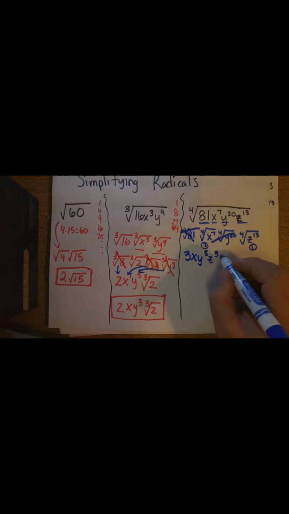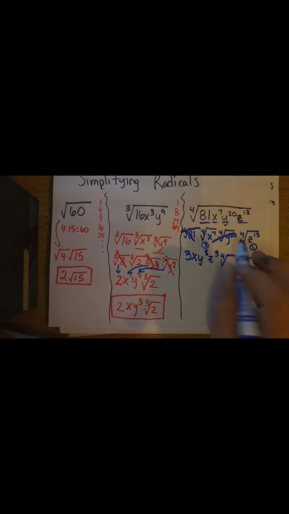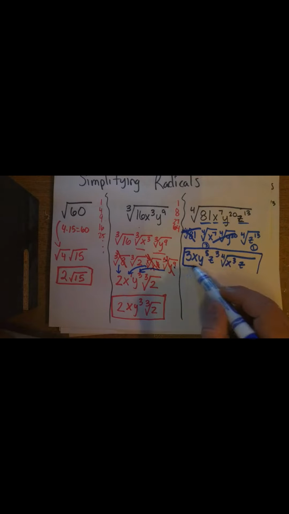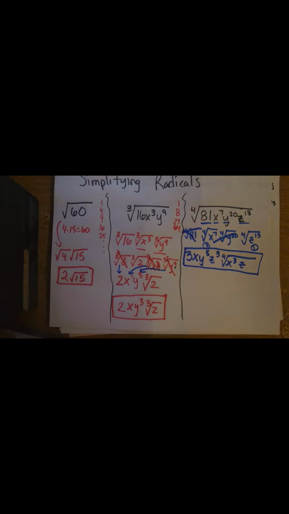So we're going to put our leftovers on the inside of a fourth root. How many x's did I have left over? I had 3. So I have x cubed on the inside here. How many z's did I have left over? I had 1. So I'm just going to put a z right here. I didn't have any y's left over. That's why I don't have any y's right here. I don't have any numbers left over, so that's why there's no numbers inside. So my final answer is 3x, y to the 5th, z to the 3rd, times the fourth root of x cubed z. And we'll stop there, and we'll just do that another time.